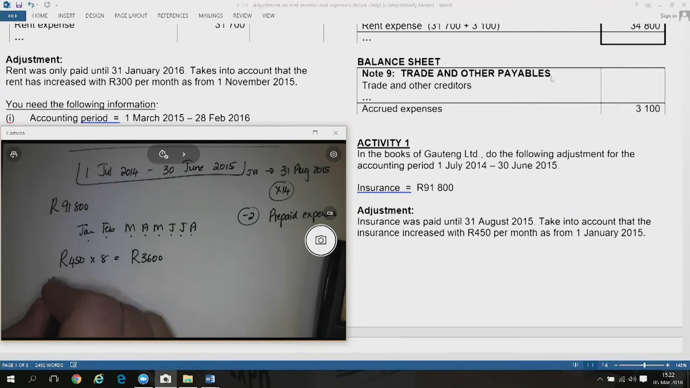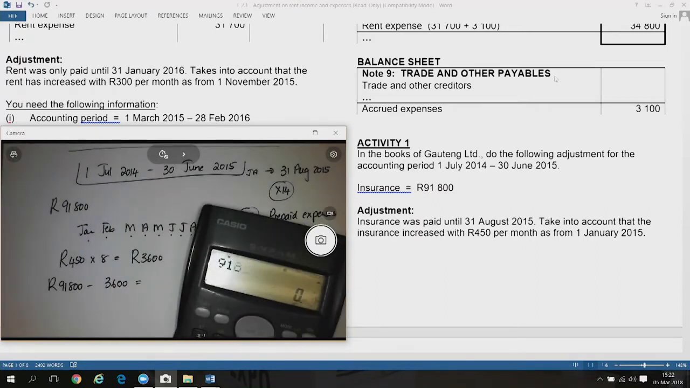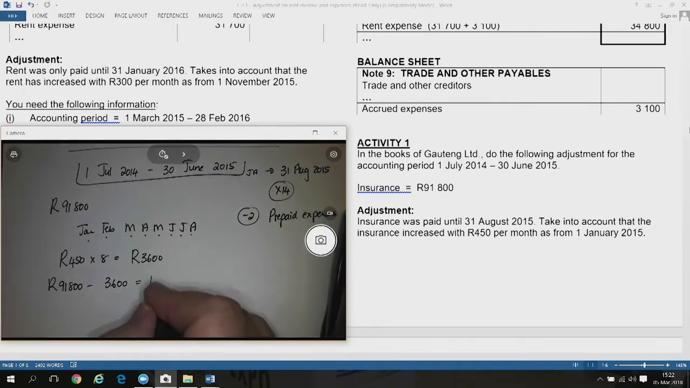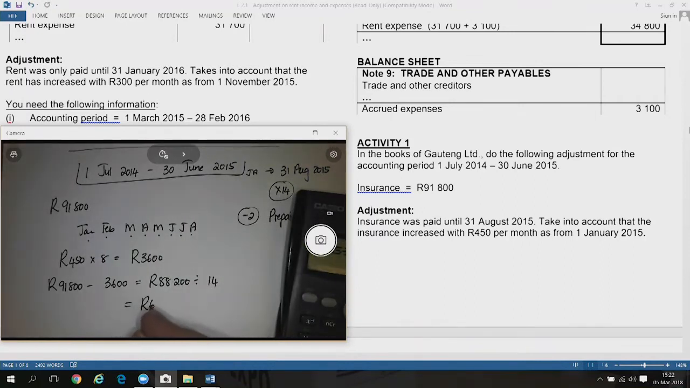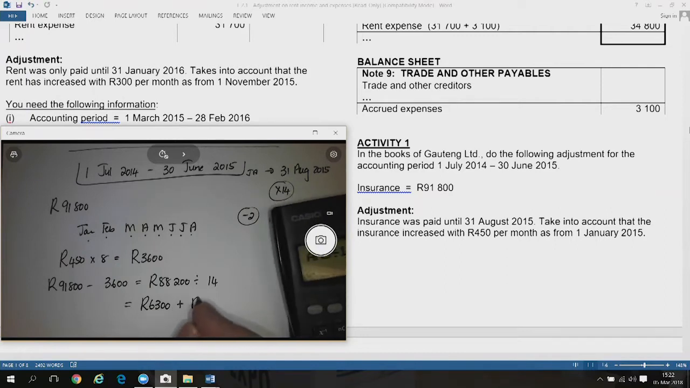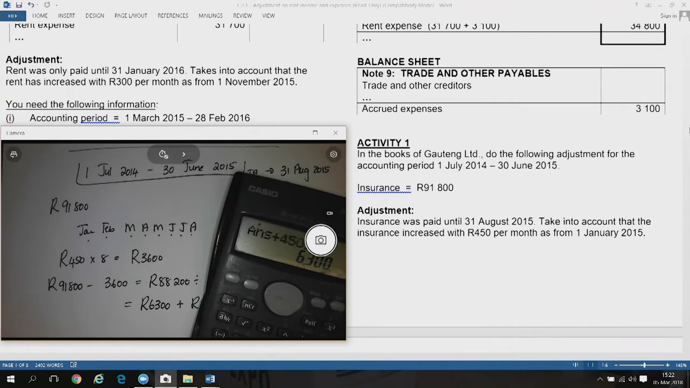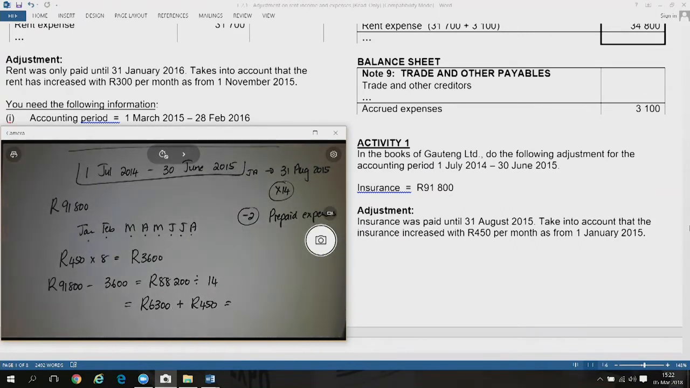That you subtract from the 91,800, because otherwise we cannot divide. So 91,800 minus 3,600, and that gives us 88,200. The 88,200 you divide it by 14. That gives you the amount per month before that increase. That gives you 6,300. Then you plus the 450 again. So we add the 450, that gives us 6,750.